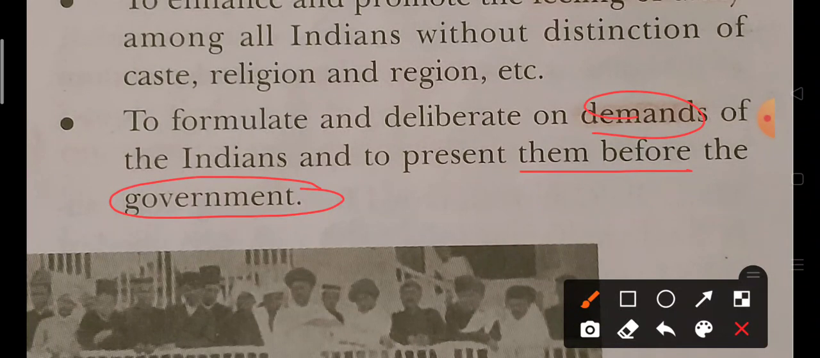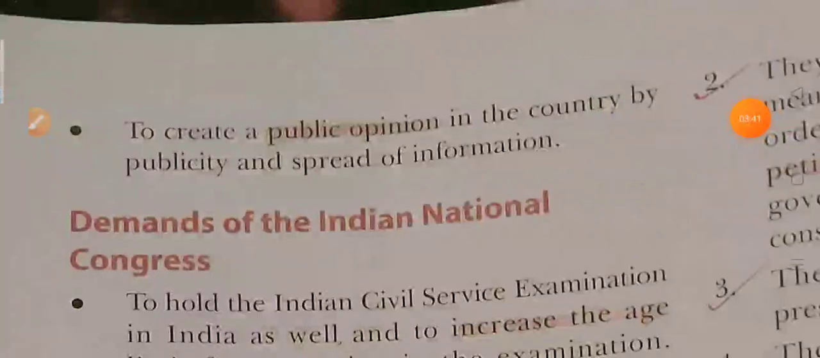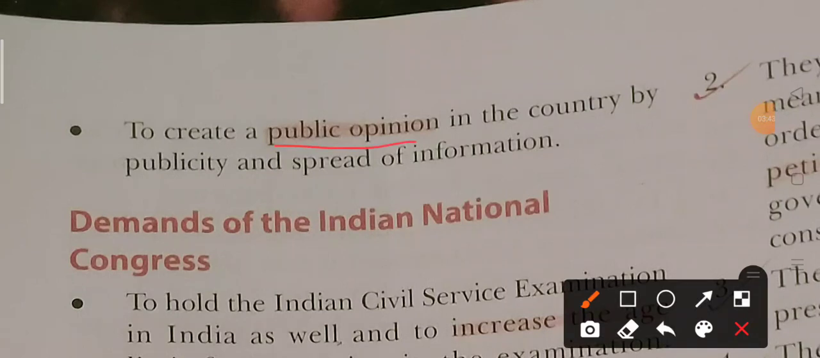Actually, before the Indian National Congress, any rule or act was directly implemented in Indian society. After the formation of the Indian National Congress, its leaders decided and demanded that every rule and every policy be implemented only after consulting some Indian leaders. Next is to create public opinion in the country by publicity and spread of information.